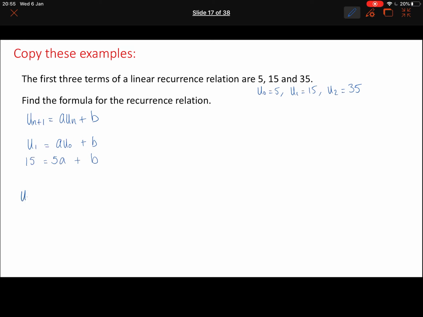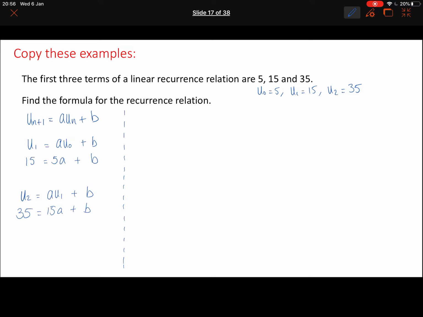I'm going to repeat the process, but now for u2. So u2 will have come from a times u1 plus b. Now I know that u2 is 35. So 35 equals a times u1. Well, u1 is 15, so it's a times 15, which I'm going to rewrite as 15a plus b. What we've got here are two equations that we're going to solve simultaneously. So I'm just going to put some dots to separate out part of my page.